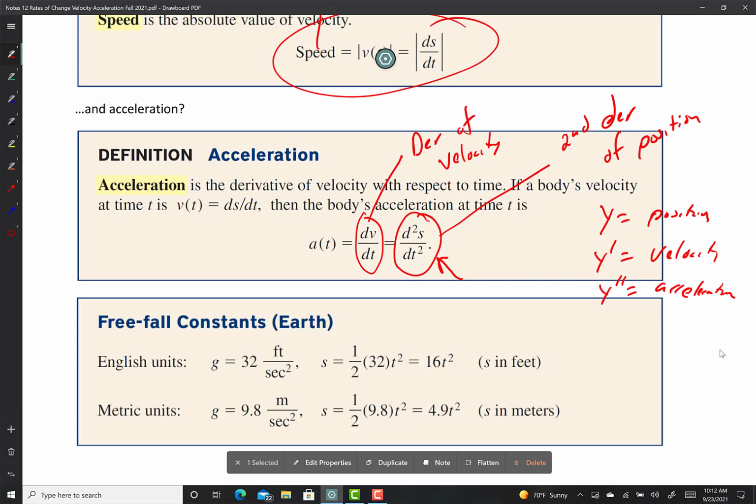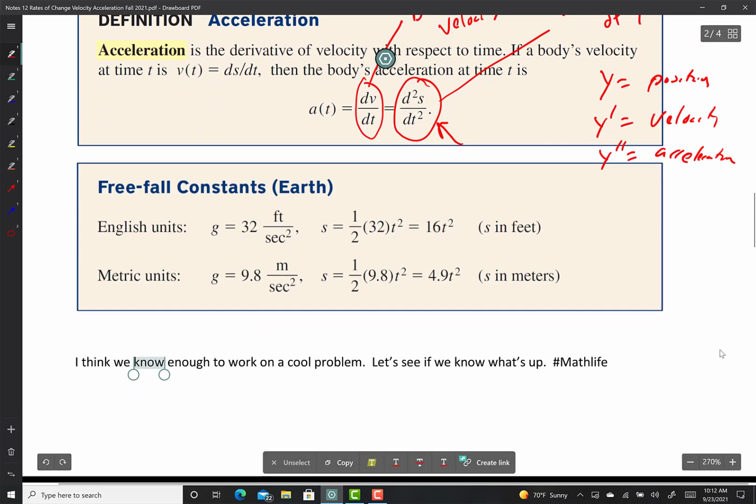Okay. Then here are some free fall constants. If you're up in the mountain, it's probably going to be a little less. If you're at sea level, it's probably going to be pretty close to this. It doesn't vary much because Earth is way bigger than us, so it's going to be these values that we use. These come from somewhere. They don't just magically appear.